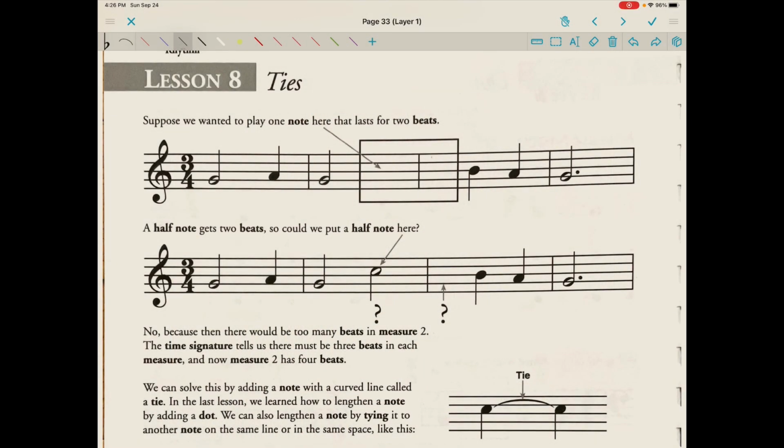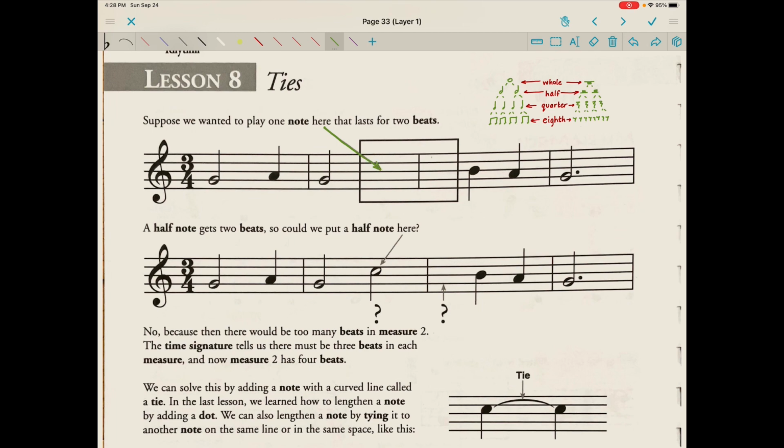We are returning to Jay Althaus's Ready to Read Music. We're in Unit 2, which is the rhythm unit, Lesson 8 on ties. So reading together, suppose we wanted to play one note here that lasts for 2 beats.